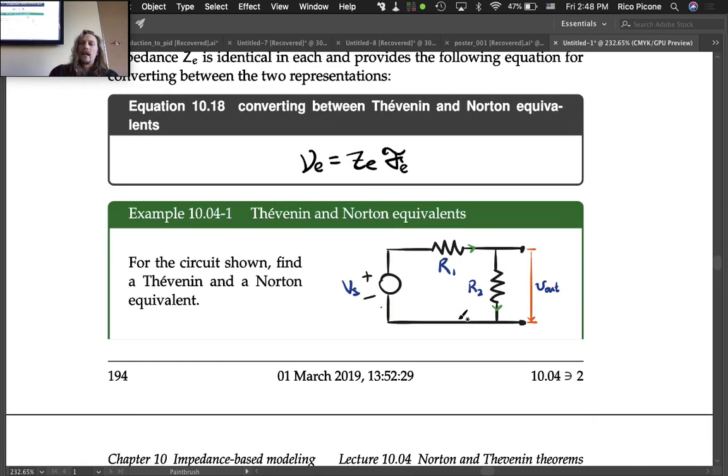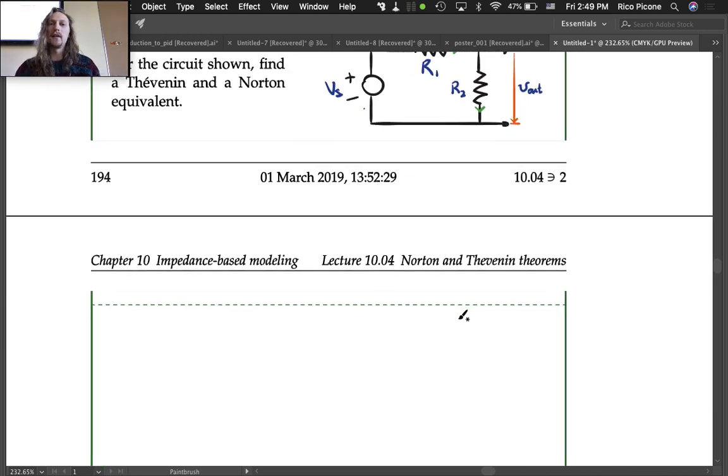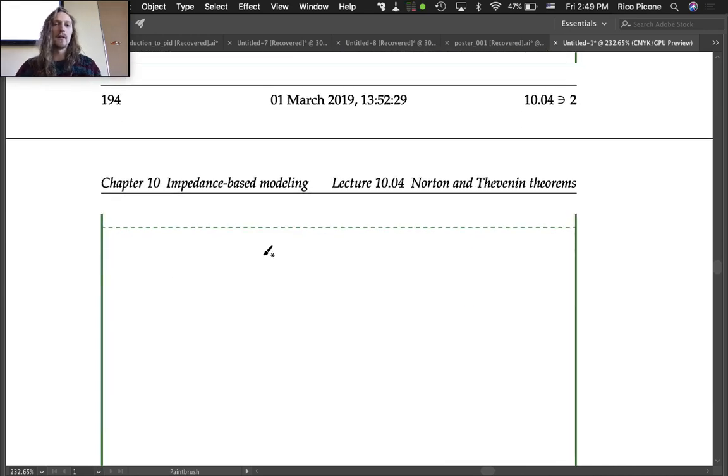Let's do a quick example. It'll just take a moment. We actually did this example back when we were doing electronics, but we'll look at it again. For the circuit shown, find the Thevenin and Norton equivalents. The first thing we can do is look at a linear graph.